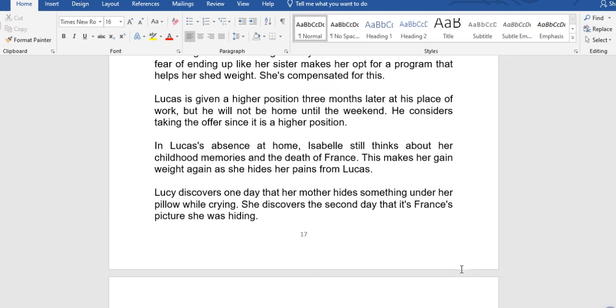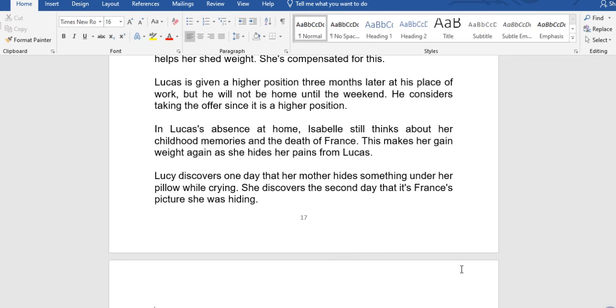In Lucas' absence at home, Isabel still thinks about her childhood memories and the death of Frank. This makes her gain weight again as she hides her pains from Lucas.